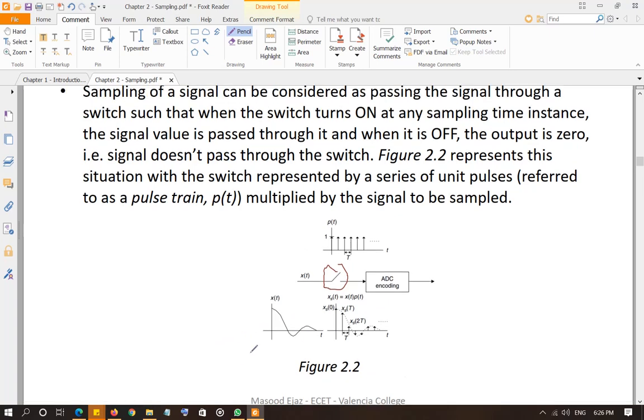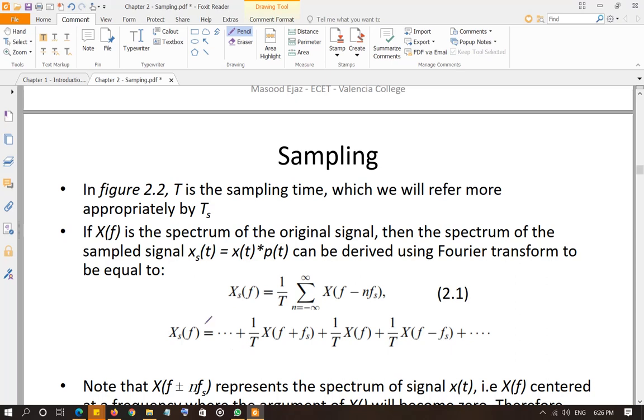So when we do this, and we are not going into any derivation, what is the effect of that in the frequency domain? Let's assume that X of f is the frequency spectrum of the original signal. So X of t corresponds to X of f. That is, X of t is the time domain signal, and its frequency spectrum is X of f, which shows what frequencies are included in X of t.